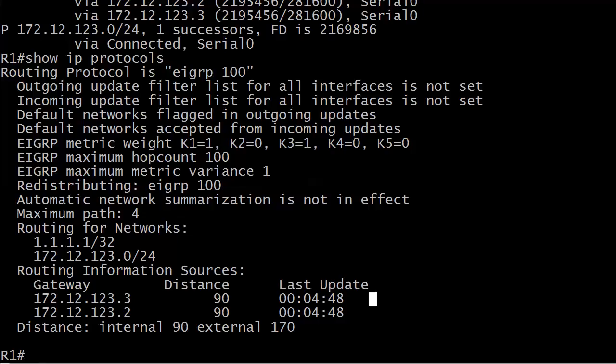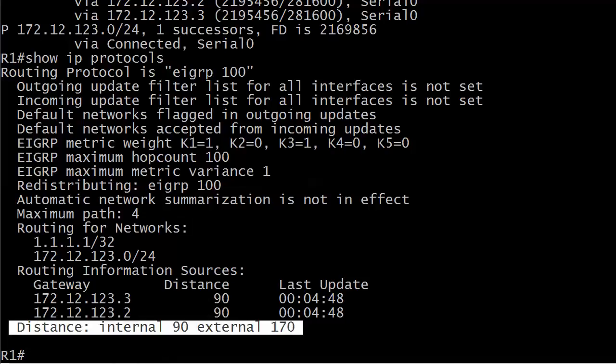Notice at this point, it's been 4 minutes, 48 seconds since we got an update, which means we're not getting an update on a regular basis from EIGRP. That's what we want. We know that at the beginning, when they form an adjacency, they exchange full routing tables. After that, they're only going to exchange updates when there's an actual change in the network. We also see the distance, and notice it doesn't go all the way and say administrative distance, but that's what that is. We talked about that in the last video. You've got internal 90, external 170. This is a great command. It really does give you a lot of good solid information about whatever protocols you're running.